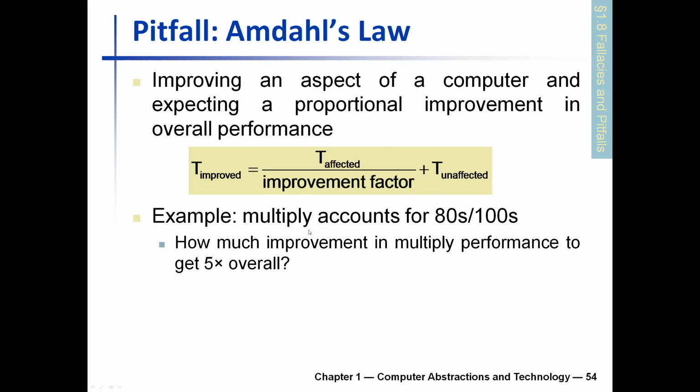So in this example, we have a program which takes 100 seconds. Out of that 100 seconds, 80 seconds are taken by multiplication operations, right? So how much improvement in multiply performance do we need to do in order to get 5 times overall performance?